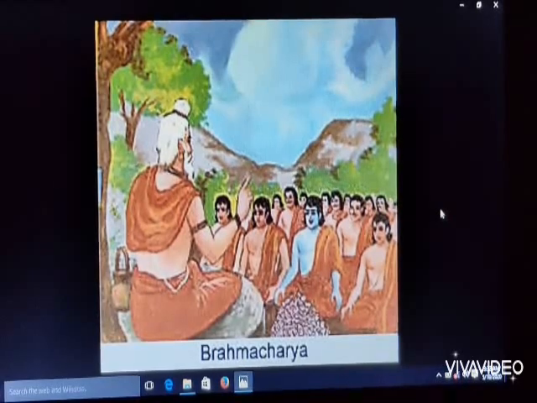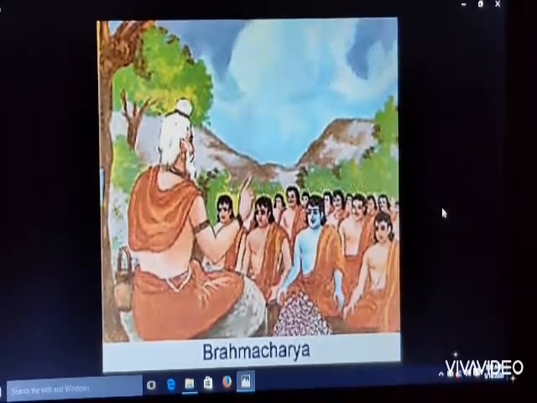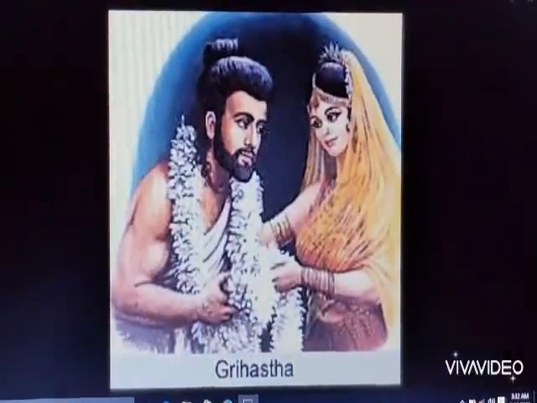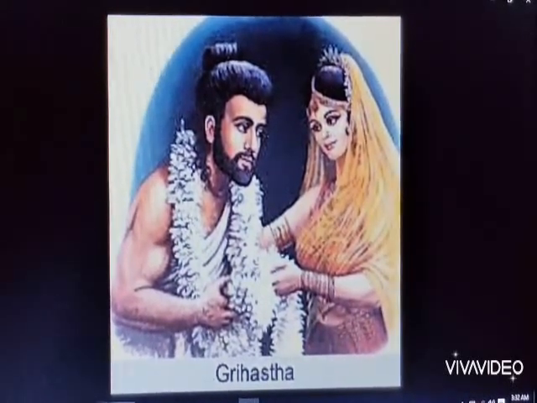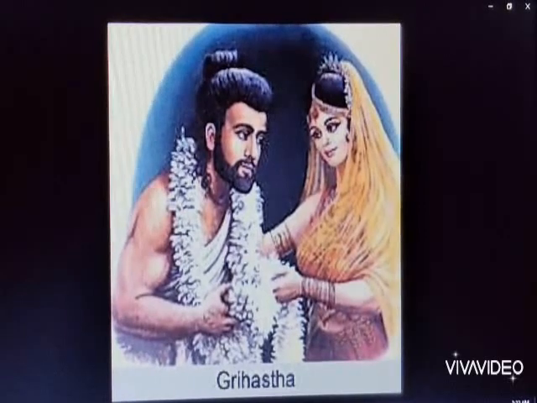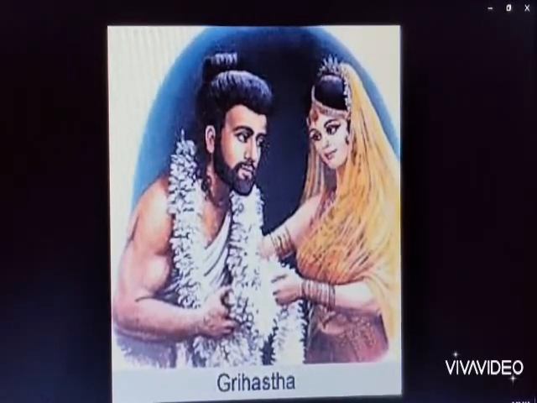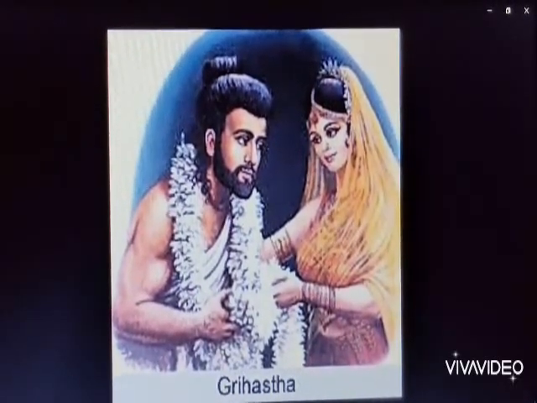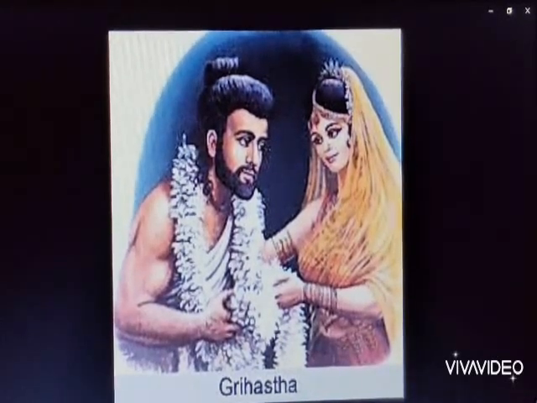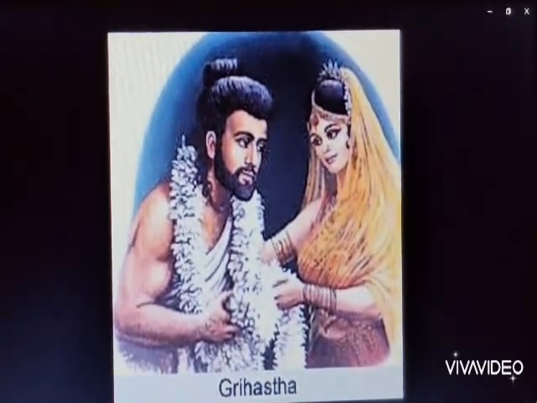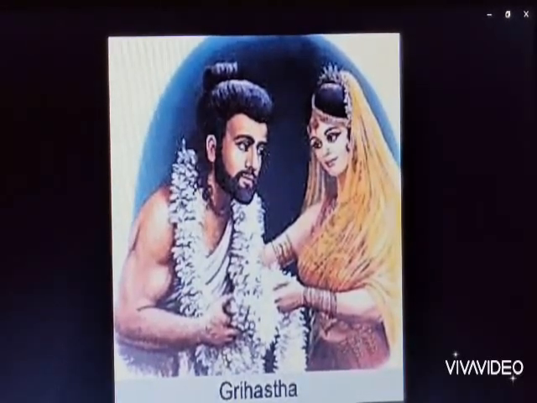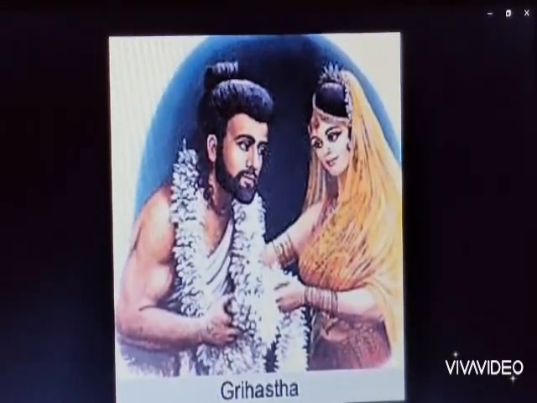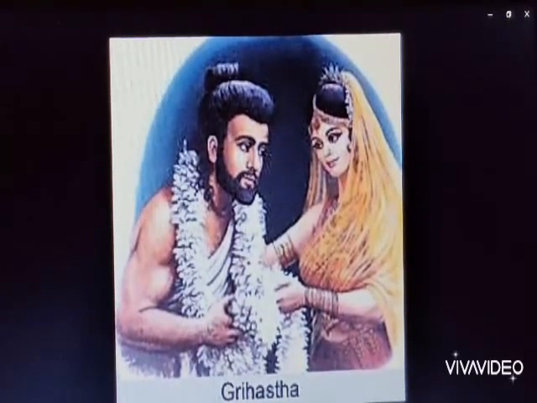Now we will study the Grihastha ashram. Traditionally some men remained lifelong celibates, either remaining as brahmacharis or immediately becoming sannyasis. Others were required to marry, extending their responsibility to include wife, children, relatives and society in general.